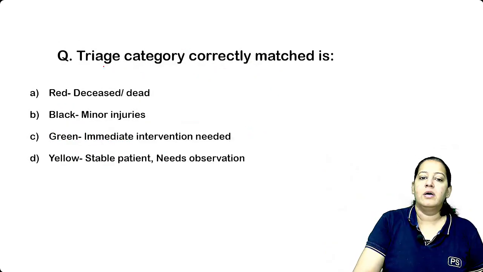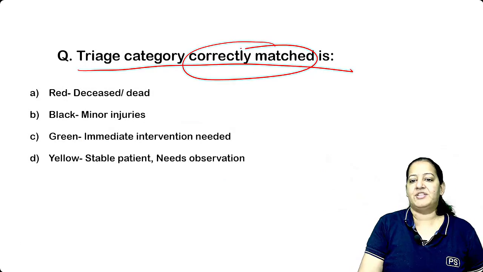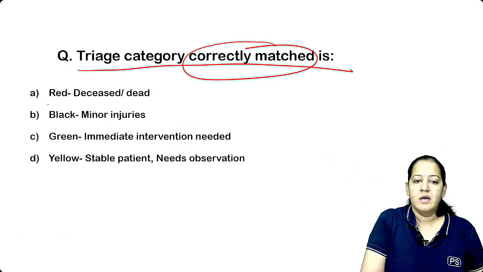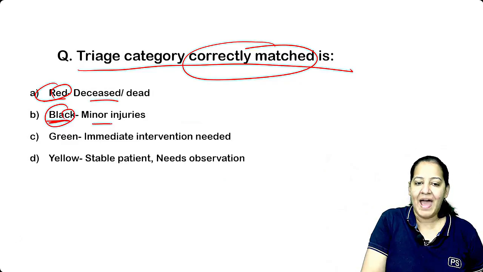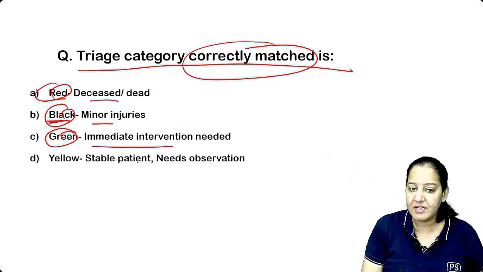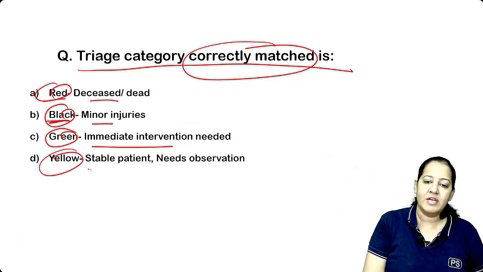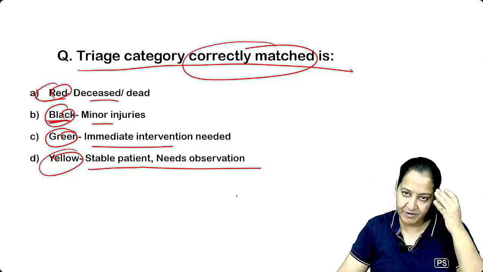The next question. Match the column. Which of them is correctly matched? One of them is correctly matched. Red means diseased or dead. Is it right or wrong? Black means minor injury. Is it right or wrong? Green means immediate intervention is needed. Right or wrong? Or yellow means stable patient, need observation. Although all are wrong, still say the best one.